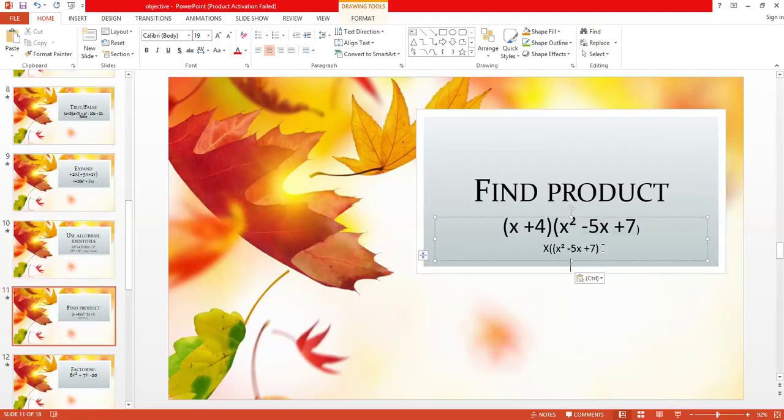Okay. Next, we have to write the second bracket as it is, plus 4. Clear? Now we have to open it easily. X into x square is equal to x cube minus 5x square plus 7x. Here we have plus 4x square minus 20x plus 7 fours are 28. So I have to write it for you. First, I have to delete that.